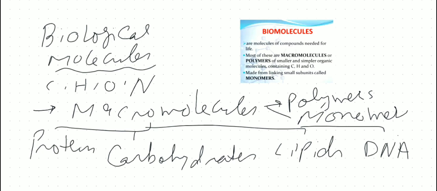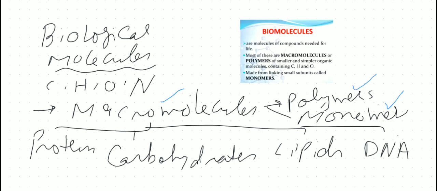Biological molecules are classified into two main groups: one is known as macromolecules, and the other group is known as micromolecules. Macromolecules are those molecules which have higher molecular weight and are large in size. These macromolecules are also known as polymers. Polymers are those molecules which are made up of many small molecules known as monomers.